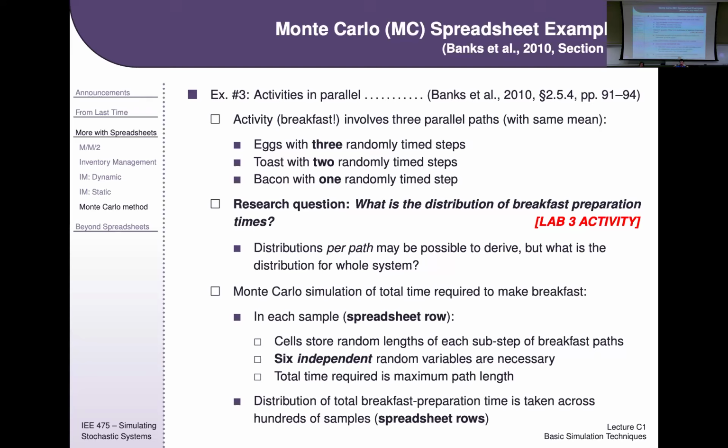And you're going to do that for lots and lots of breakfasts, and then take the statistics across those. And you'll get a distribution of how often each path took the longest, and you'll get a distribution of how long the breakfast takes to make. And what you should find is that it won't take 9 minutes to make, it'll take longer than that. And you'll find that the 1-step process is often the thing you're waiting on.